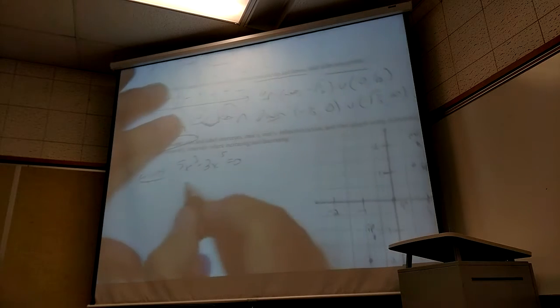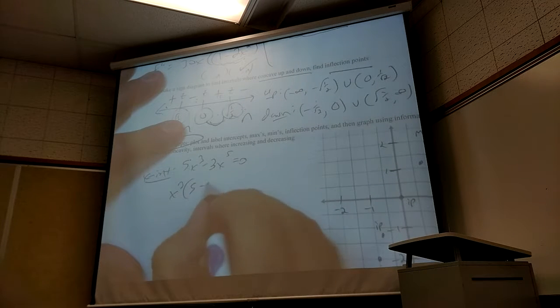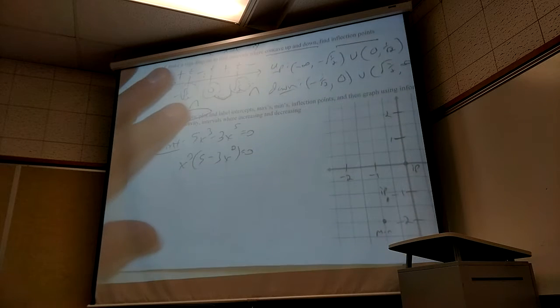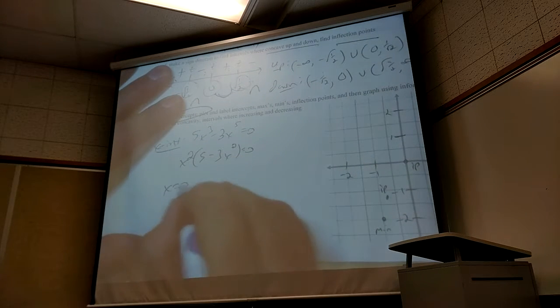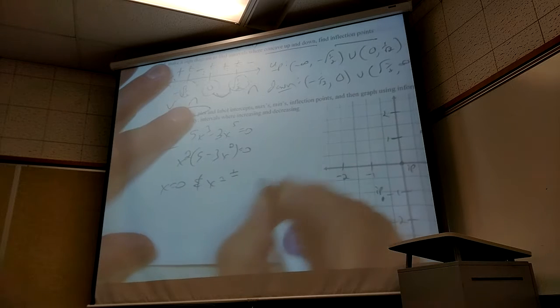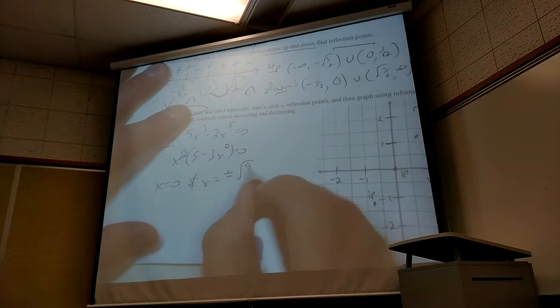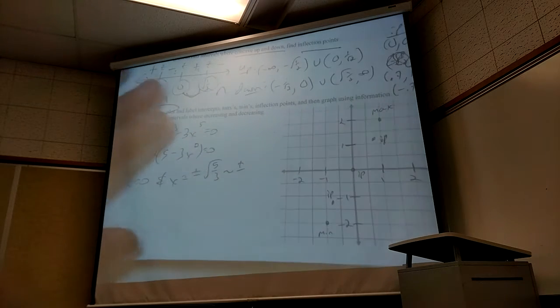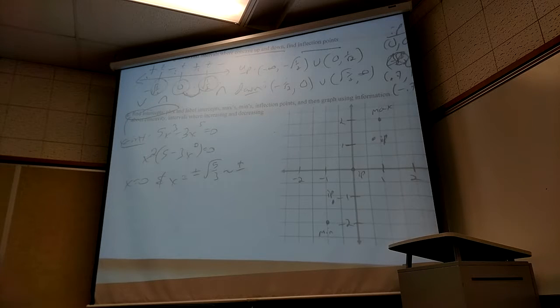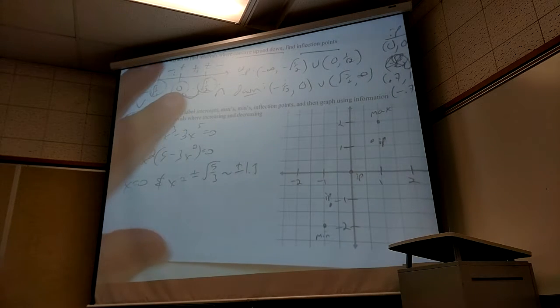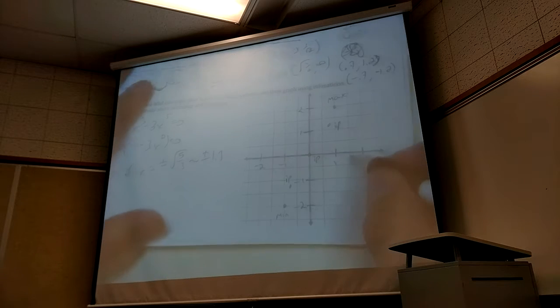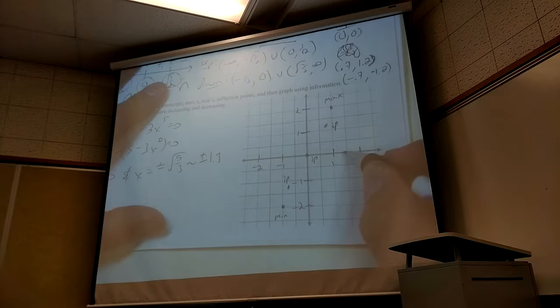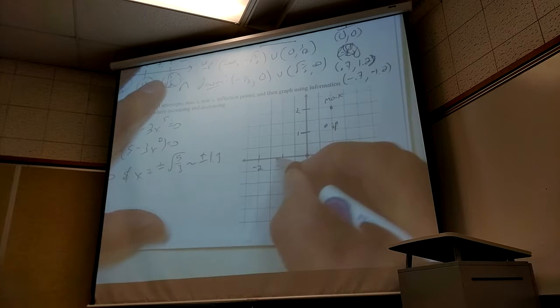I just have to factor this thing, right? So I get x equals 0, and x equals plus or minus the square root of 5/3, which is approximately? What is the square root of 5/3? 1.3. So 1.3 is about right here, and negative 1.3 is about right here.